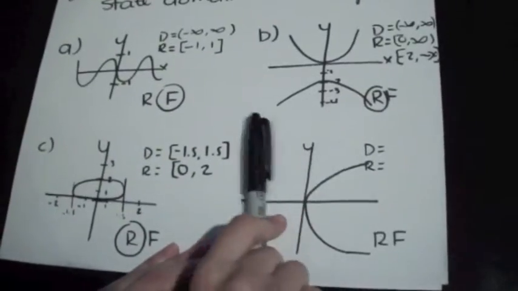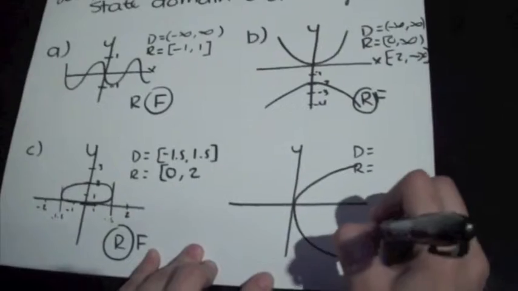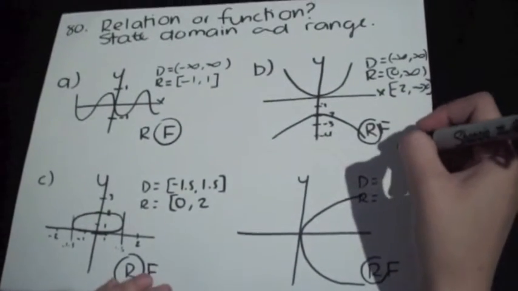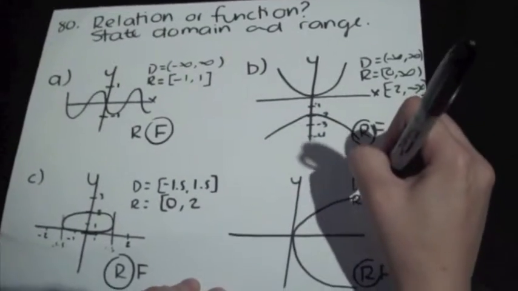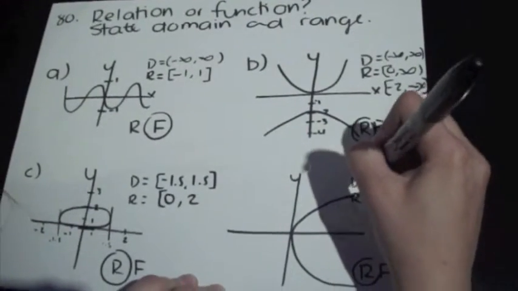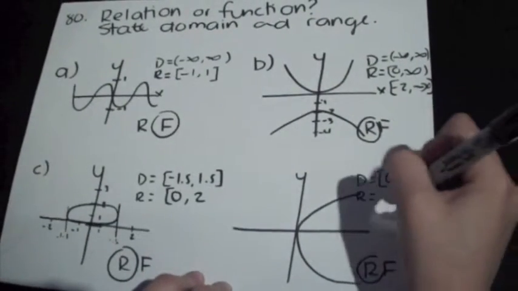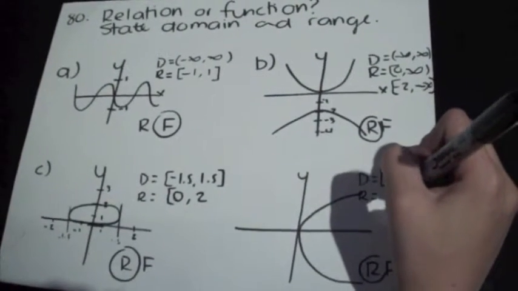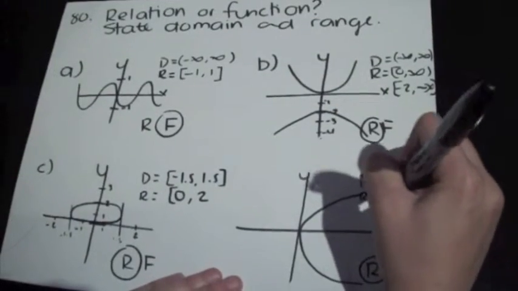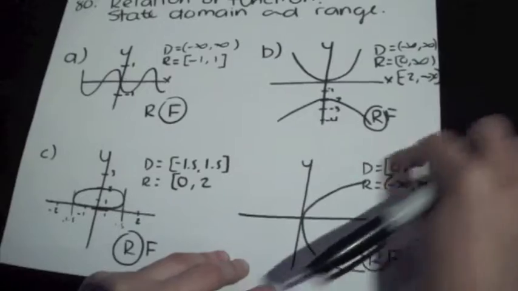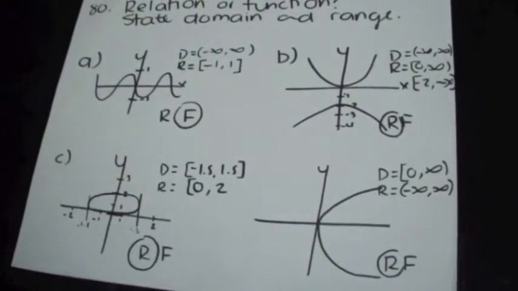Here we can observe that points do cross as well, so it is only a relation. The domain can be found to be 0 to infinite, and the range is negative infinite to infinite, since here points continue and points continue upwards as well.